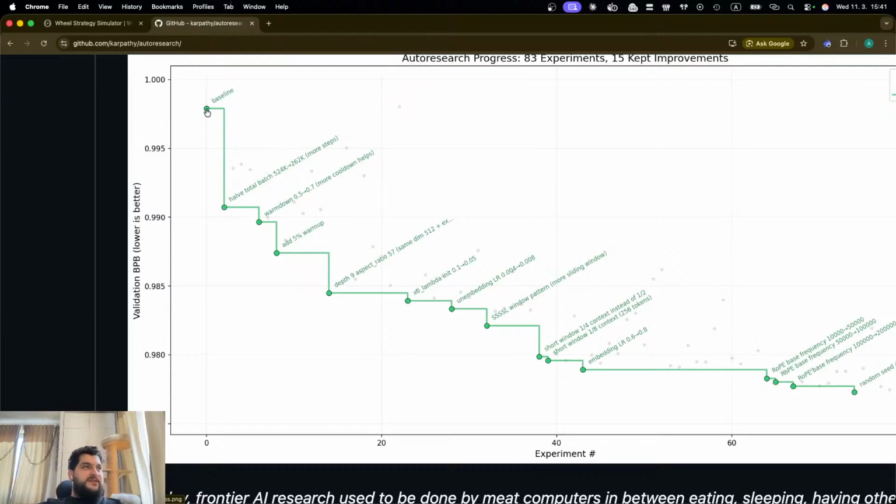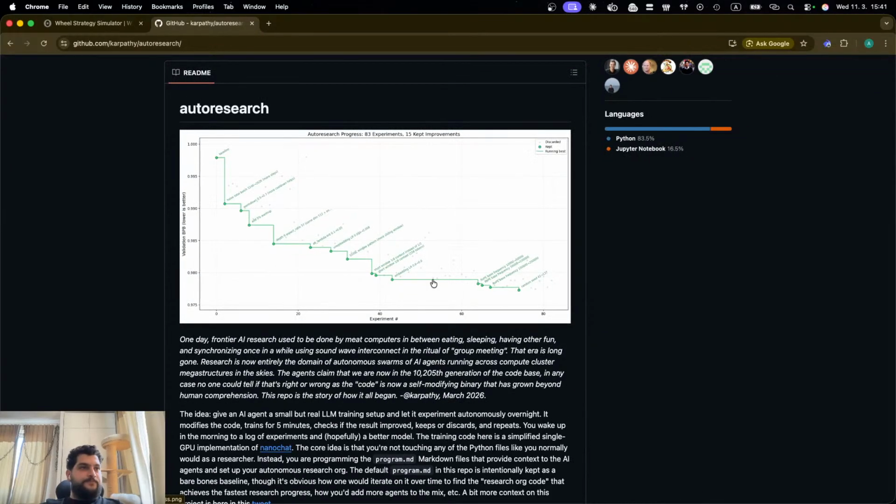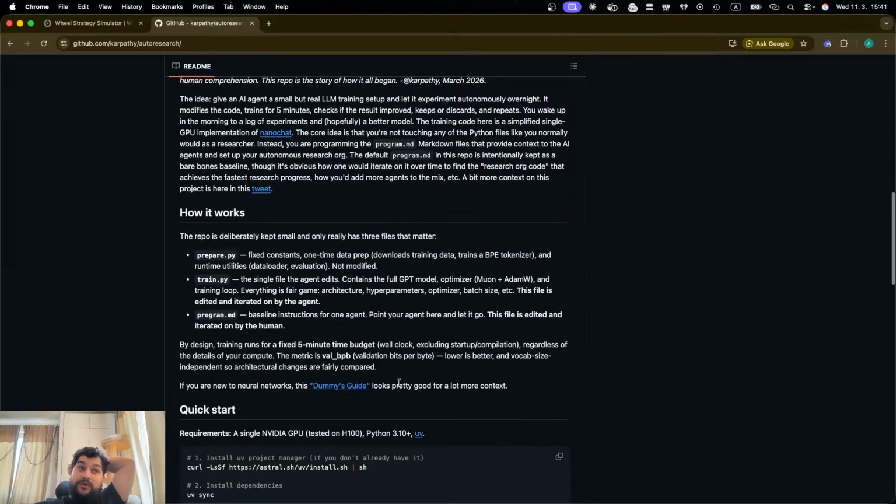This is a baseline, then you have the total batch moved from 124k to 262k. Then it improved the result, and there is improvement. So there were many steps that led to this improvement, and this is basically how he managed to.